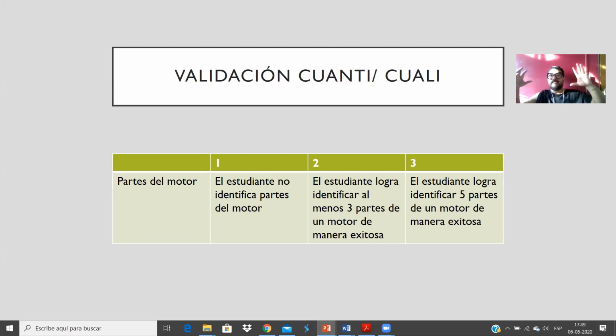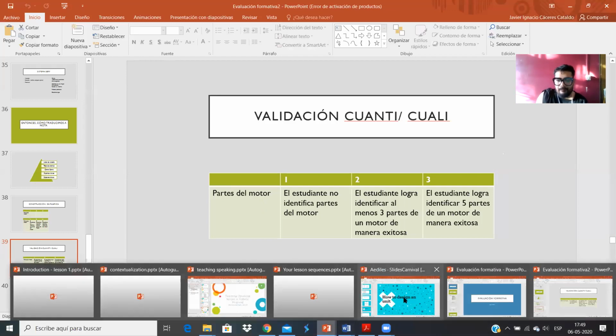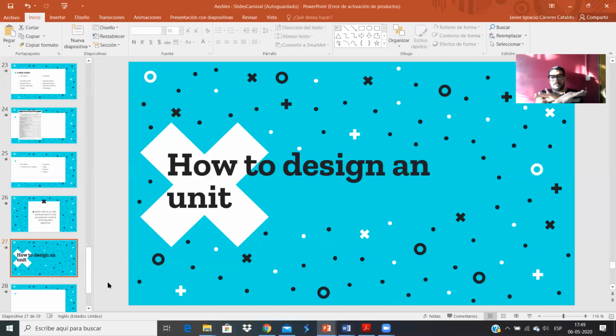The student used this structure at least 5 times in a successful way. So you have to either provide a number and a quality: successful, creative, whatever. So that is with evaluation. Now, we're done with evaluation.